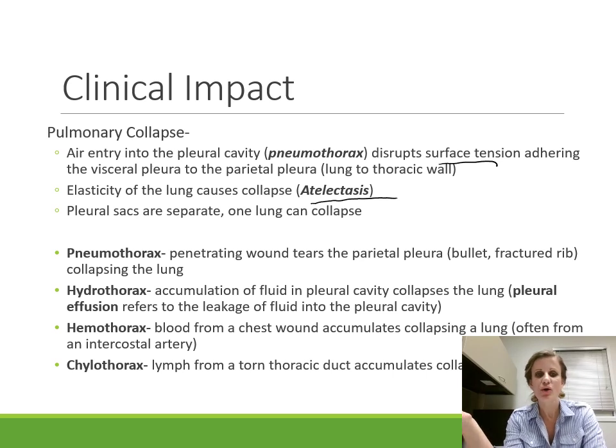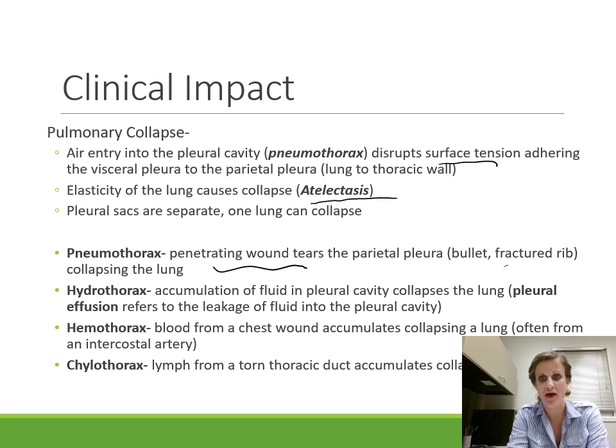Now, there are multiple different things that can cause this. Up here it says air entry into the pleural cavity. So if there's some sort of a penetrating wound that tears the parietal pleura, this can be from a bullet, this can be secondary to a fractured rib.